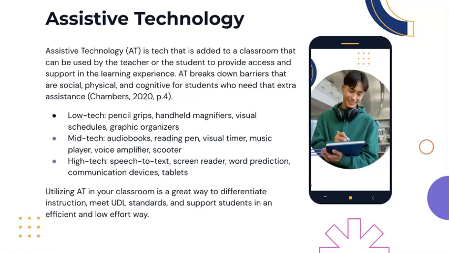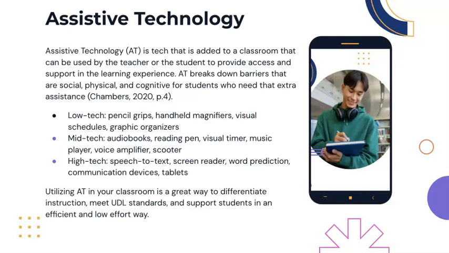Assistive technology. Assistive technology is tech that is added into a classroom that can be used by the teacher or the student to provide access and support in the learning experience. AT, or assistive technology, breaks down barriers that are social, physical, and cognitive for students who need that extra assistance.